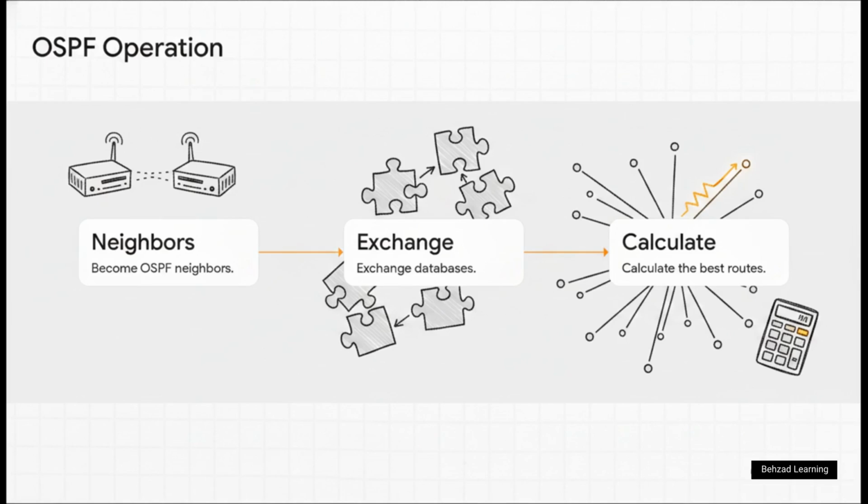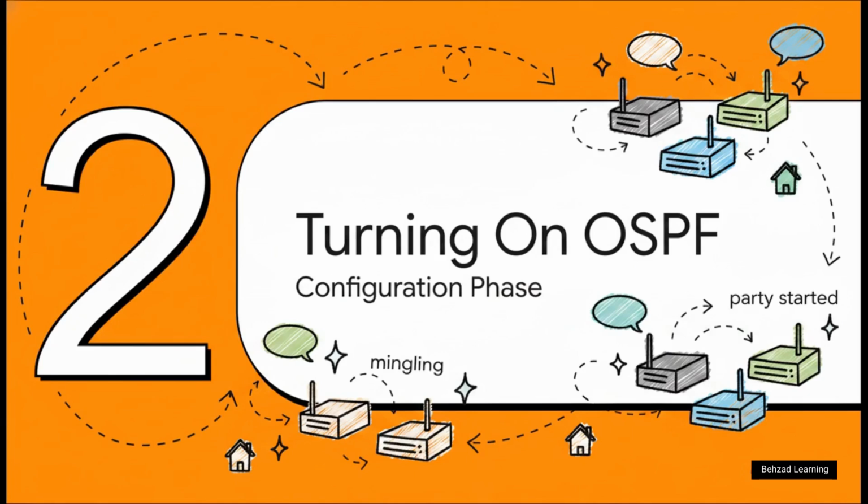To make this all happen, OSPF operates on this beautifully logical three-step scaffold. First up, routers absolutely must formally become neighbors. Second, they exchange their databases. They swap all those individual LSA puzzle pieces we just talked about. And third, each router independently takes that newly completed map and runs the shortest path first algorithm to calculate its own absolute best routes.